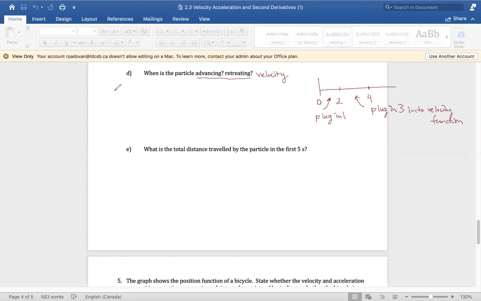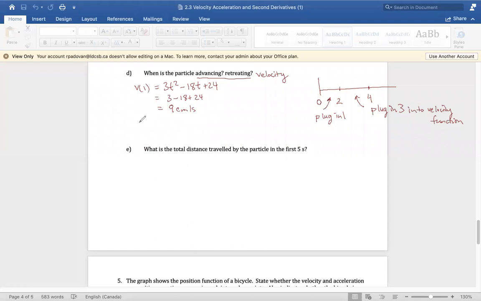My velocity function, from C, is 3t squared minus 18t plus 24. Plug in 1: 3 times 1 squared minus 18 times 1 plus 24. What do you guys have? 9 centimeters per second, right? Include your units. So that's the velocity at a time of 1.